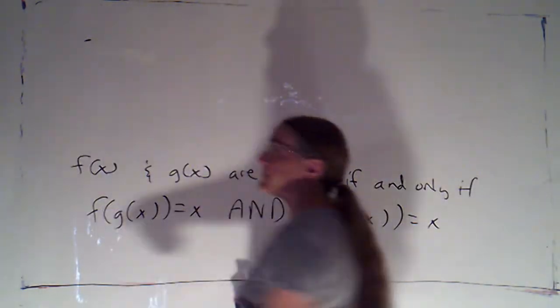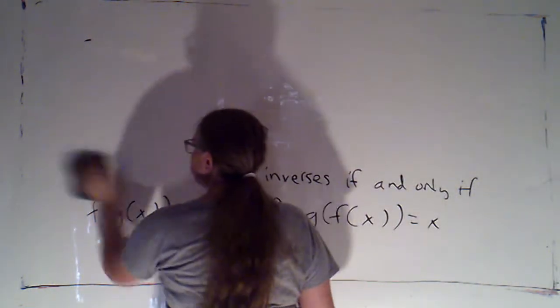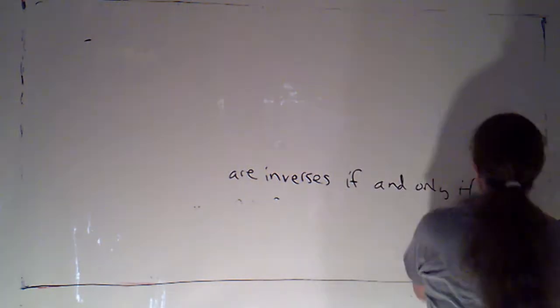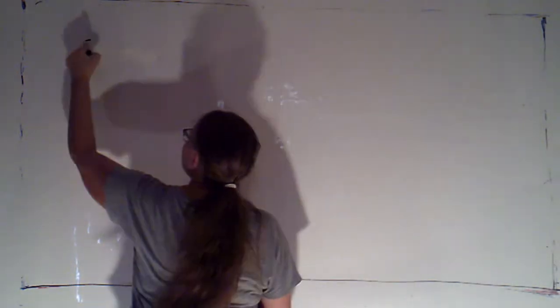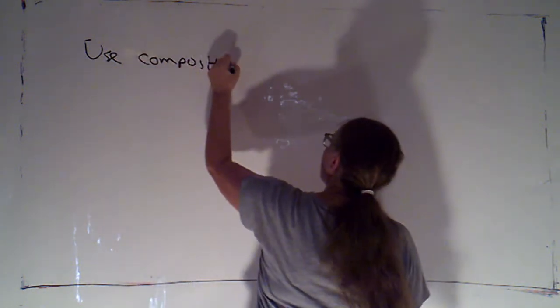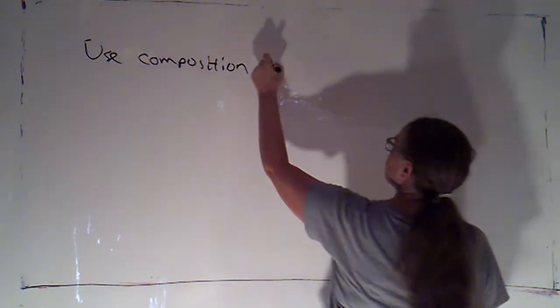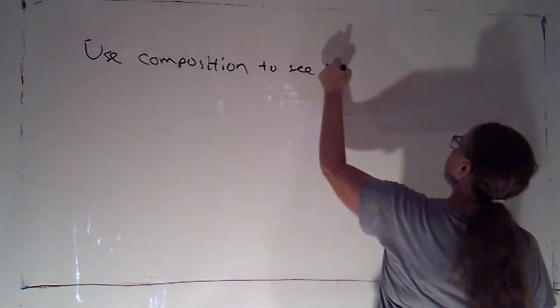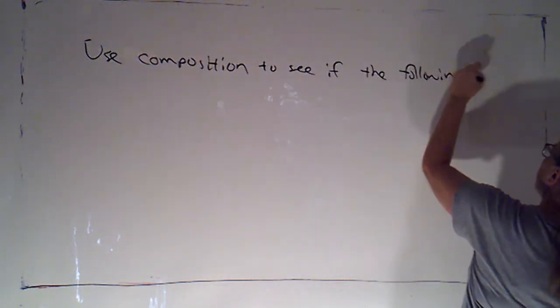Now, if you're just asked, are these functions inverses, one way that you could check would be to take one function, find its inverse. If what you get is the other function, then the answer is yes. But if you're asked, use composition to see whether these functions are inverses, then you're being asked to do it this way, to look at both compositions, to see if the following are inverses.